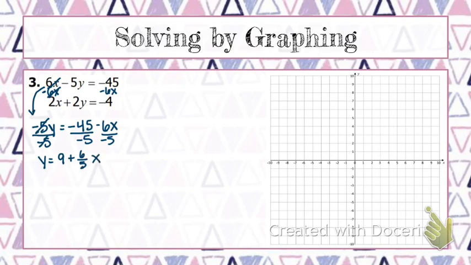But we want this to look like y equals mx plus b. So we want to switch these two. And since they're on the same side of the equation, we can just pick them up and move them. So it's 6/5 x plus 9. Let's go ahead and graph that one while we're looking at it.